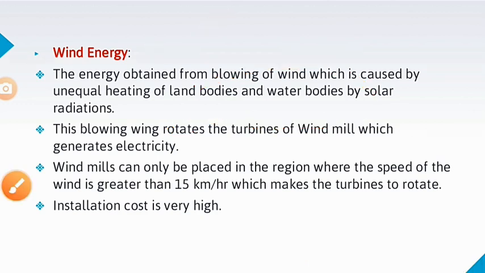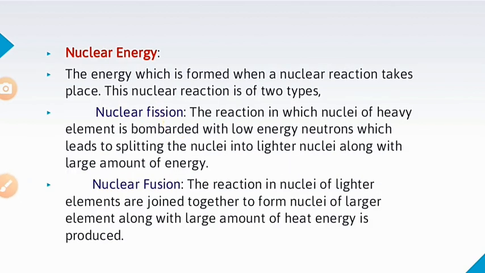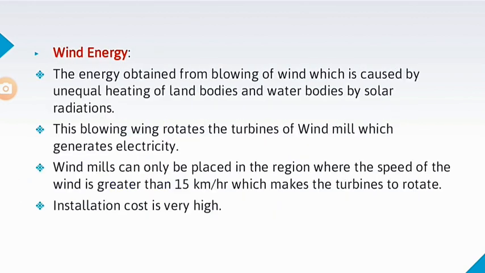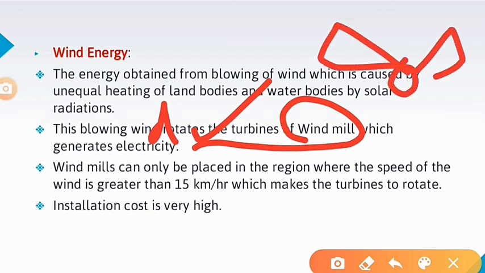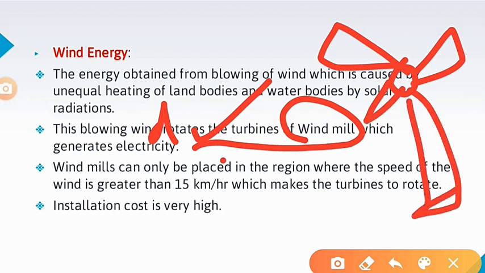Now what will we do with the blowing of wind? This is wind, not wing, sorry, wind. This blowing wind rotates the turbine of the windmill, which causes the electricity. So we know that in a windmill, a heavy fan will be present. Inside there will be a turbine. Whenever there is a blowing of wind, this fan will be rotating, nothing but the turbine will be rotating. With that we will be generating the electricity.